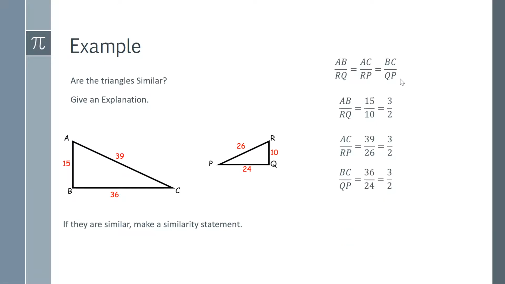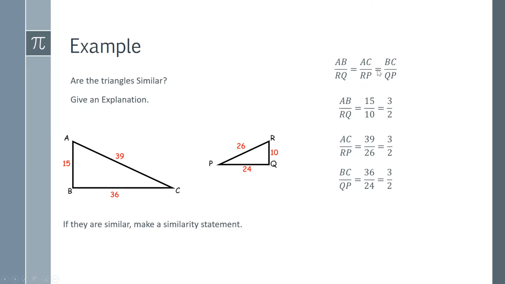And then finally, BC over QP. That's 36 over 24. Divide both of those by 12. 36 divided by 12 is 3. 24 divided by 12 is 2. So all three of these turn out to be the same.